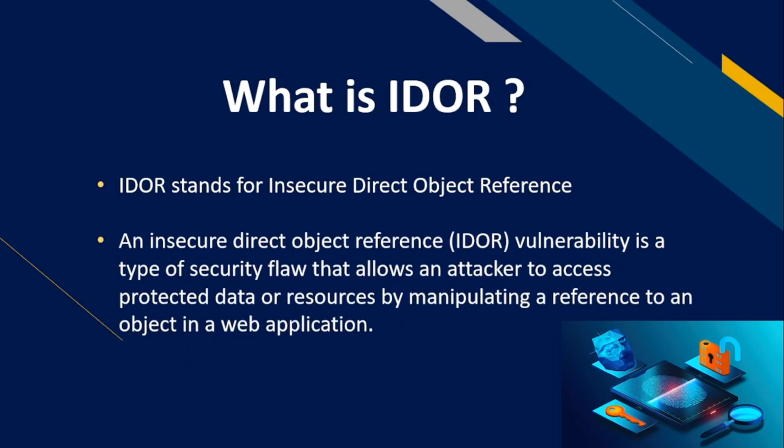An insecure direct object reference vulnerability is a type of security flaw that allows an attacker to access protected data or resources by manipulating a reference to an object in a web application.